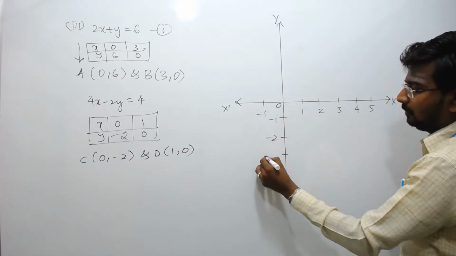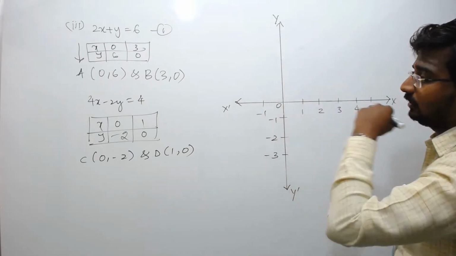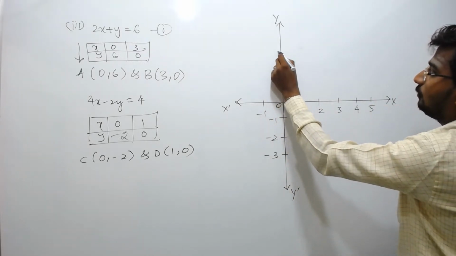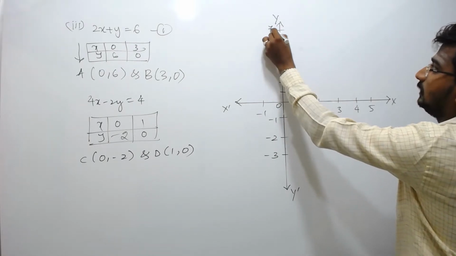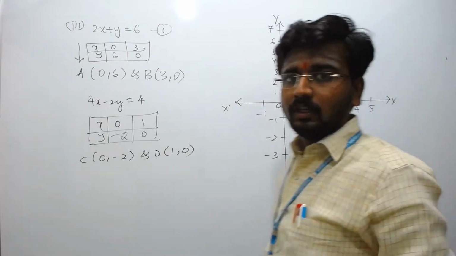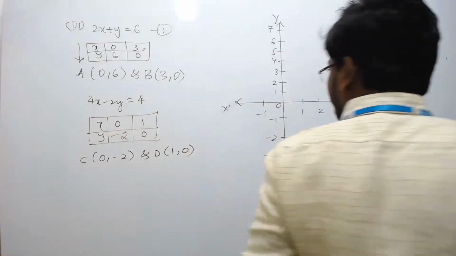minus 2, minus 3, 1 extra, y dash. And the maximum y value is 6. So 1, 2, 3, 4, 5, 6, 1 extra, 7. 7, 6, 5, 4, 3, 2, 1. On the x-axis and y-axis, both are 1 centimeter equal to 1 unit. So let me draw the graph then.